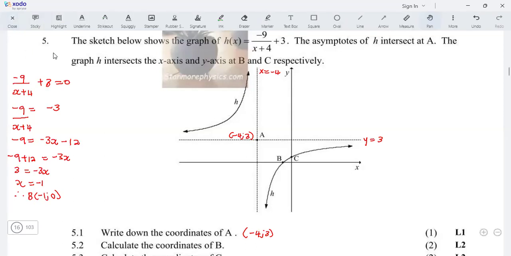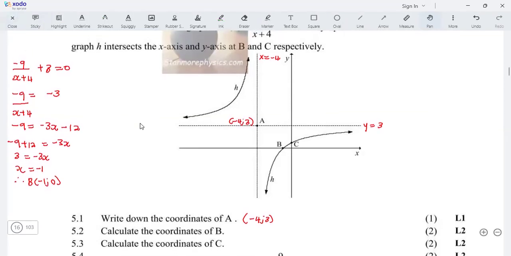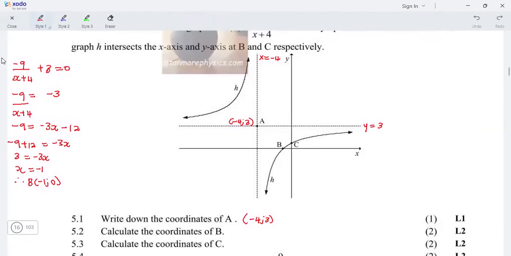All right, let's look at the next one. The next question says, calculate the coordinates of C, which is the y-intercept. So this is 5.3, we want the coordinates of C, C being the y-intercept. We're going to take our equation and say f(0), which is -9 over (0 + 4), and then plus 3. Now we simplify that. We end up with 3/4, which means the coordinates of C are (0; 3/4). All right, that's done.